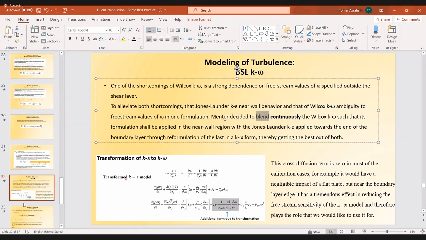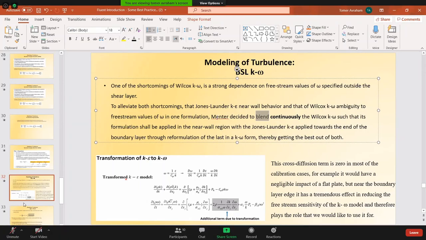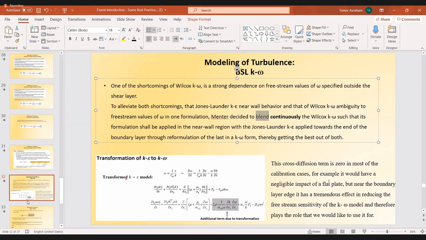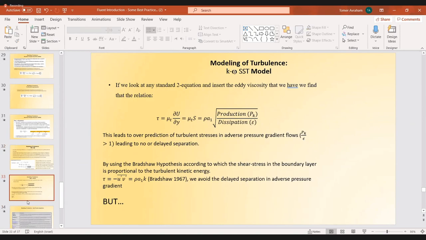But the other problem that the K epsilon has is it was found to not delay separation. I mean, separation was found delayed whenever you use the K epsilon model, and this remained here. There is no difference. I mean, it remained here. So for that, in the same publication, when he derived the BSL model, he also derived the shear stress model.